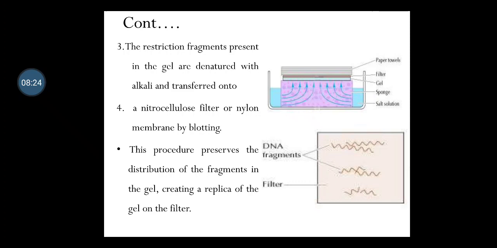The nitrocellulose membrane is removed from the blotting stack, and the DNA is permanently immobilized on the membrane by baking at 80 degrees Celsius or by ultraviolet-induced cross-linking. Single-stranded DNA has a high affinity for the nitrocellulose membrane. Hence the membrane is treated with a solution containing 0.2% each of Ficoll or polyvinyl pyrrolidone, that is PVP, and bovine serum albumin. This treatment prevents non-specific binding of the radioactive probe.